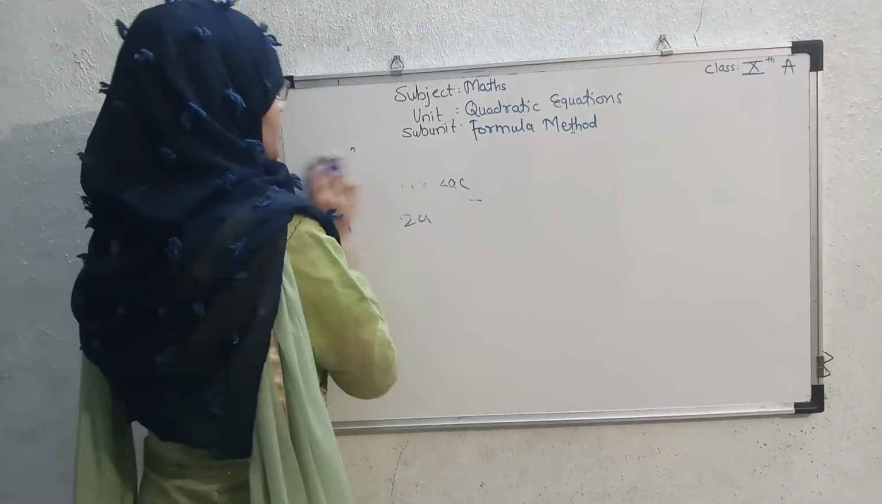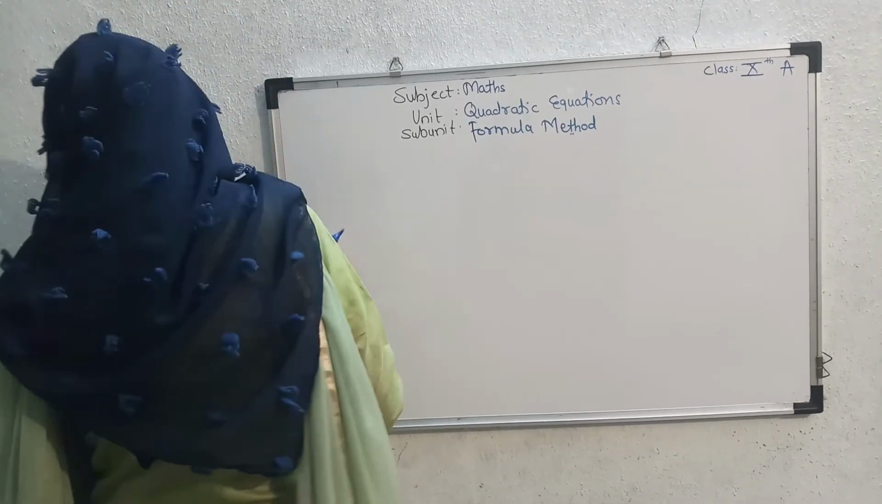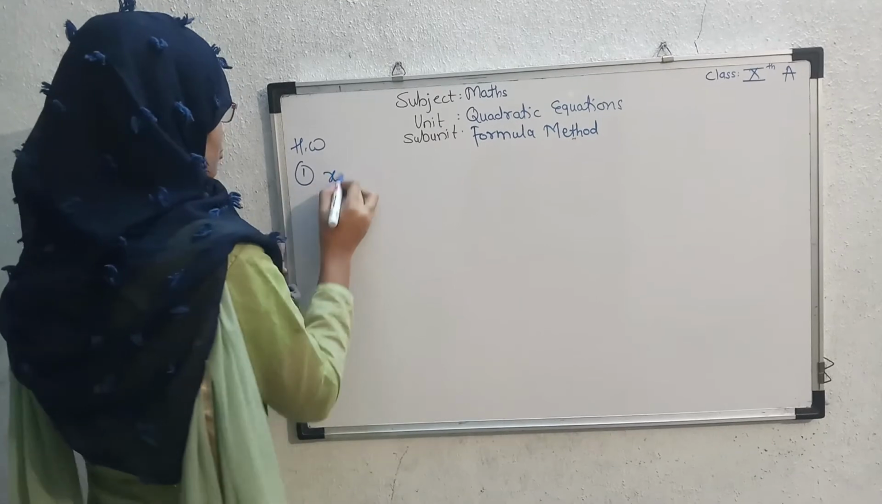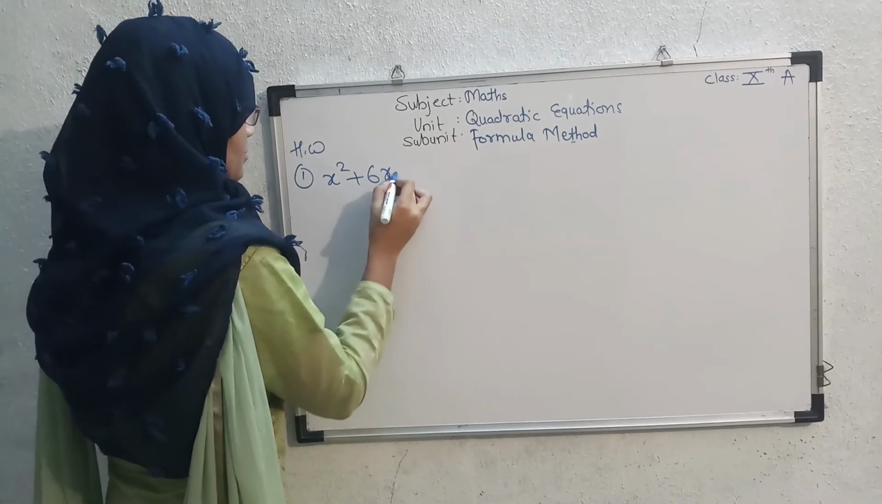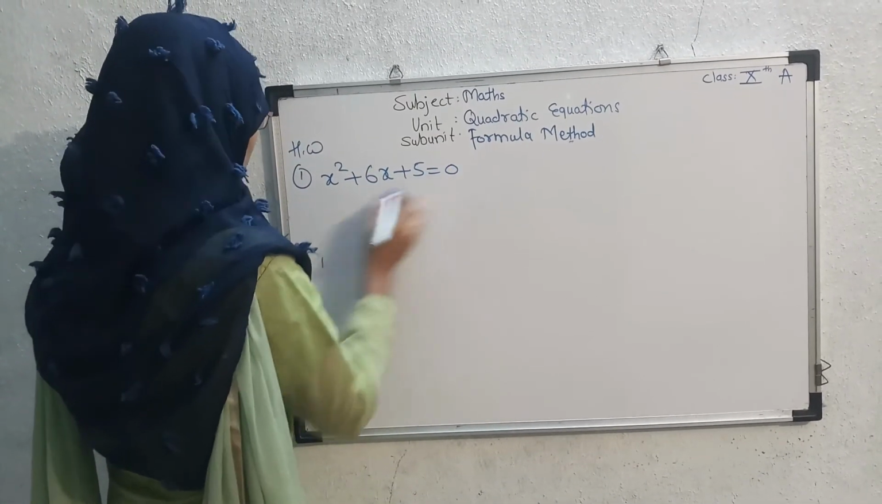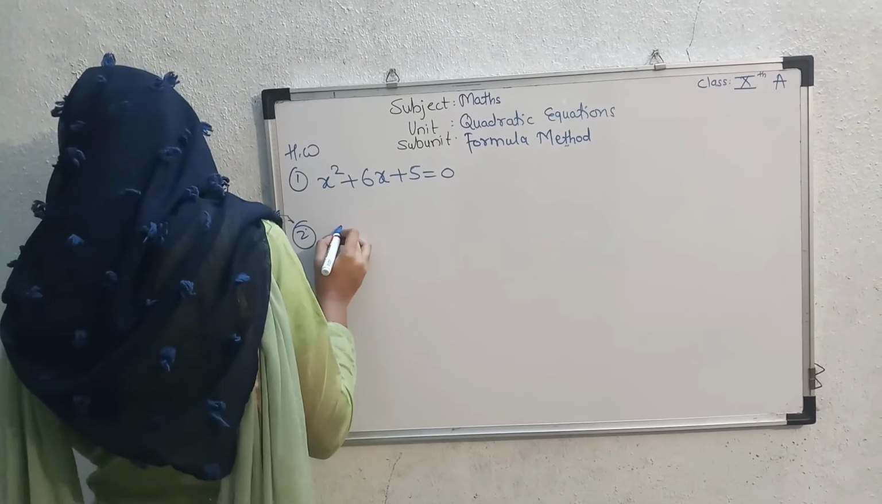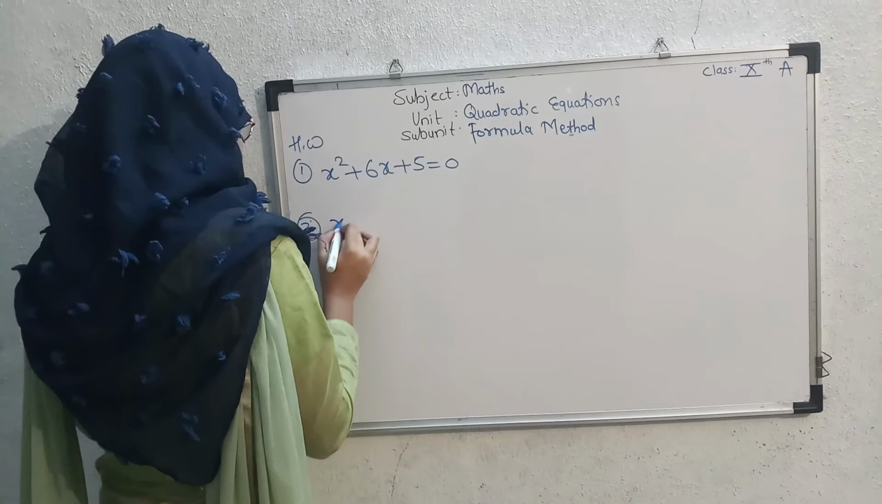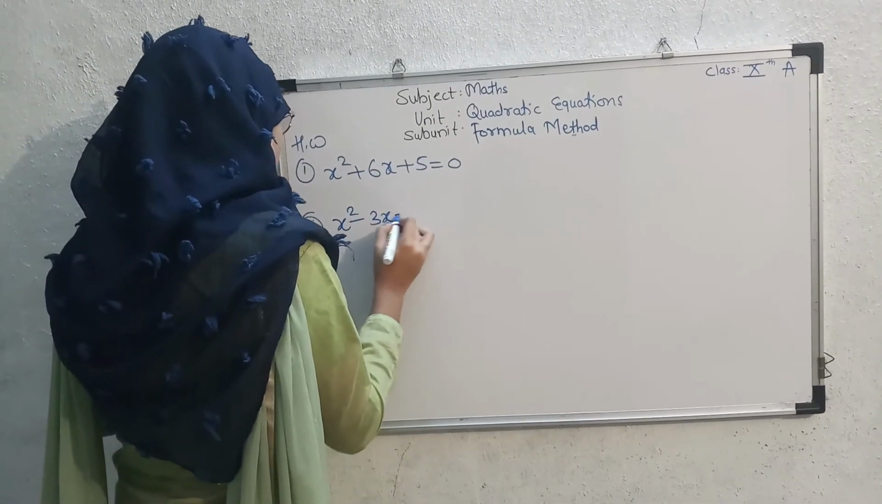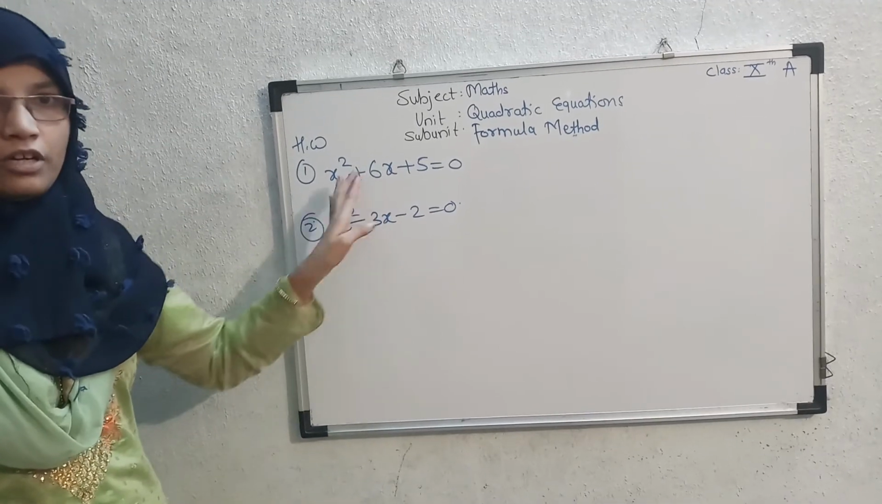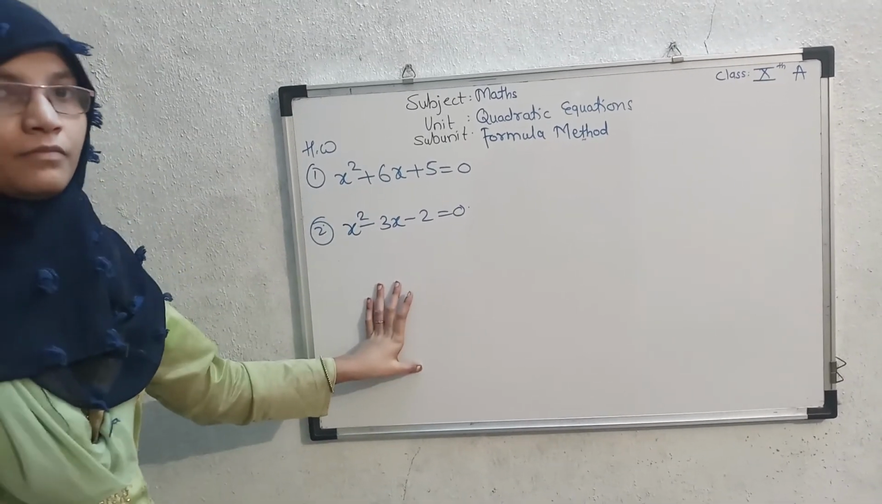Now I will give you some examples to solve at home. First one is homework A. x square plus 6x plus 5 is equals to 0. And second example is x square minus 3x minus 2 is equals to 0. These two examples you have to solve at home. I will check it.